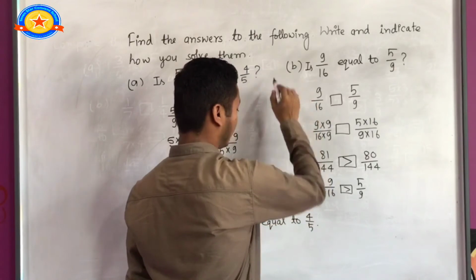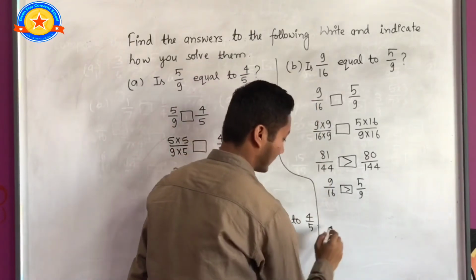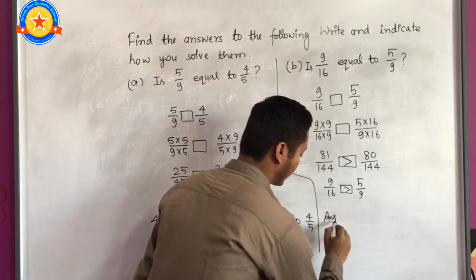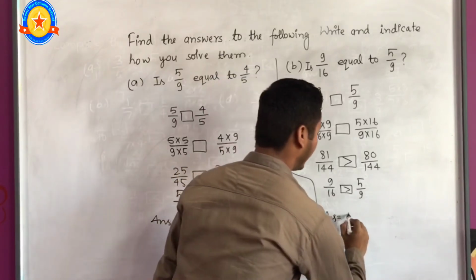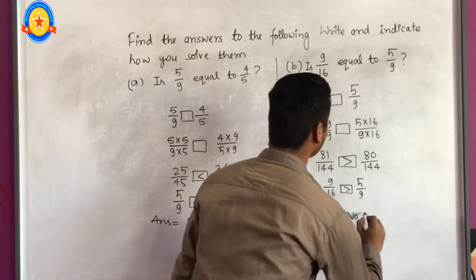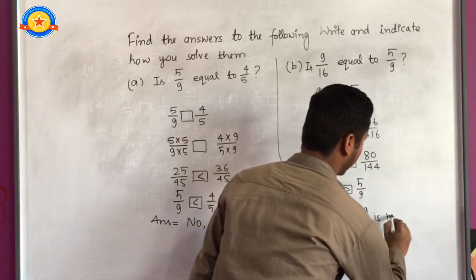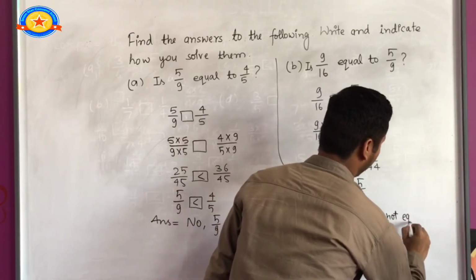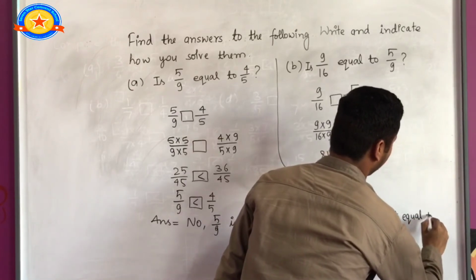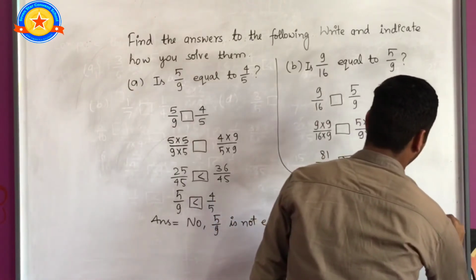And here the answer will be no, 9 by 16 is not equal to 5 by 9.